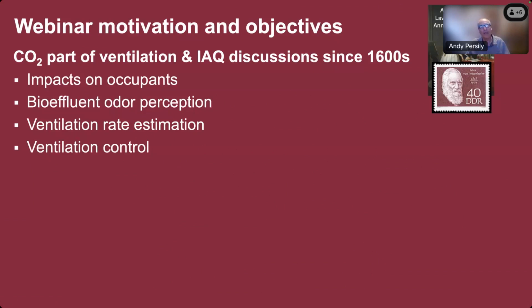And these discussions have focused on what does CO2 do to people? How does it relate to the perception of body odor? CO2 can be used as a tracer gas to evaluate ventilation performance. And then finally, how CO2 can be used to control ventilation rates. All of these topics we're going to talk about today.